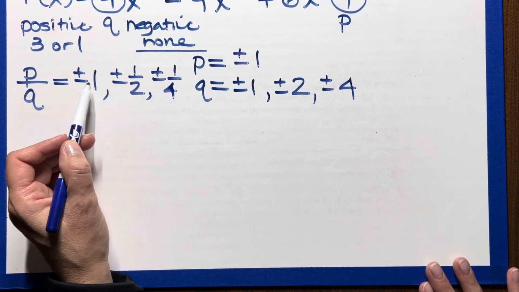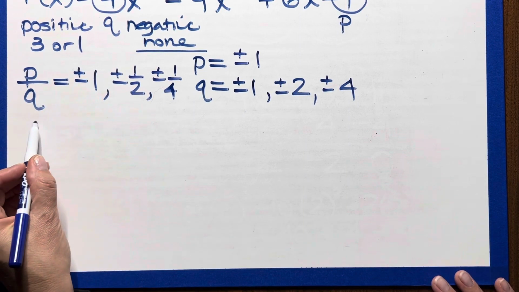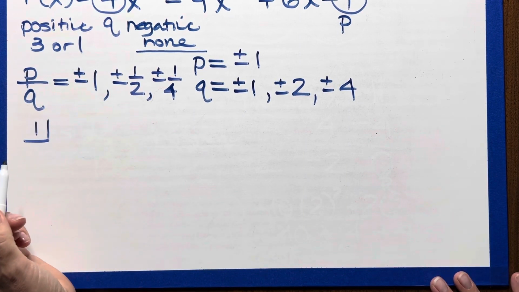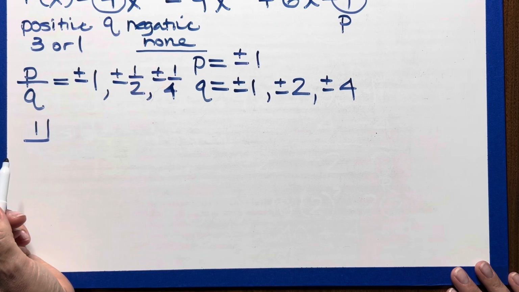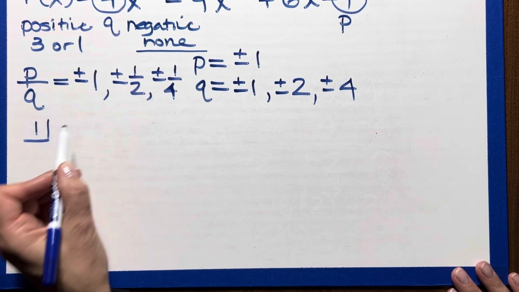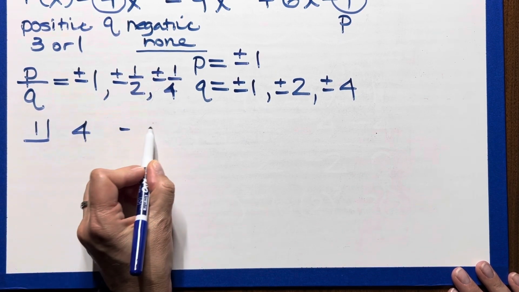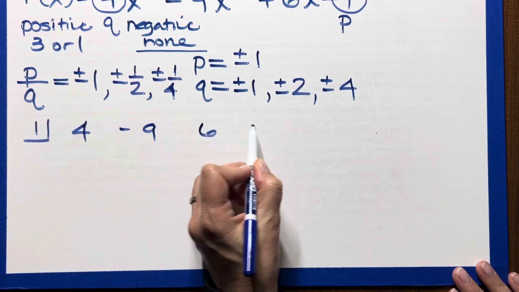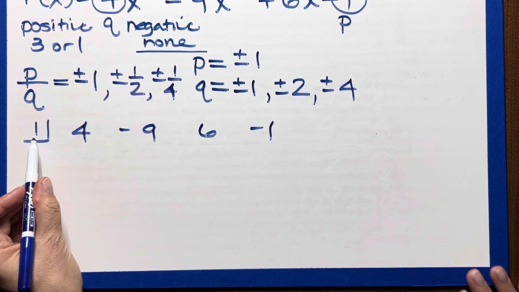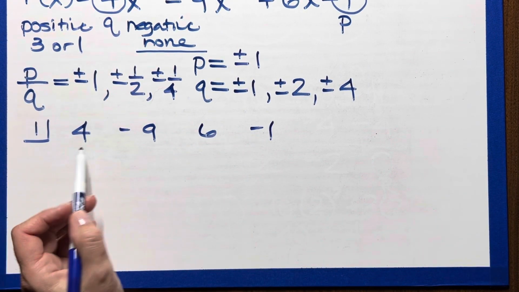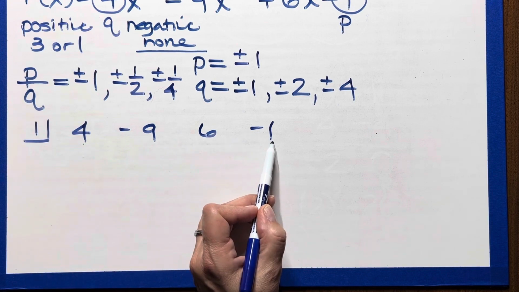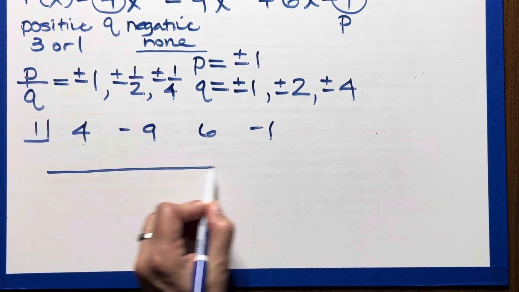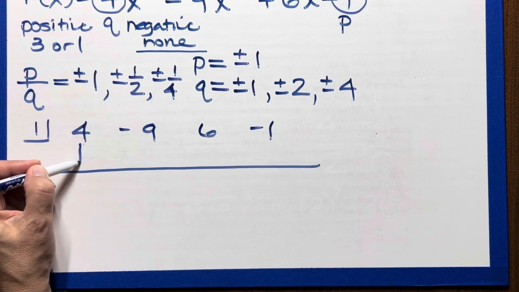I'm going to begin with 1. So how do I test it? I test it by using synthetic division to see whether or not I get a 0 remainder. So for synthetic division, I'm going to take my root, which is positive 1. I'm going to take all of my coefficients from my polynomial, and I'm going to divide.